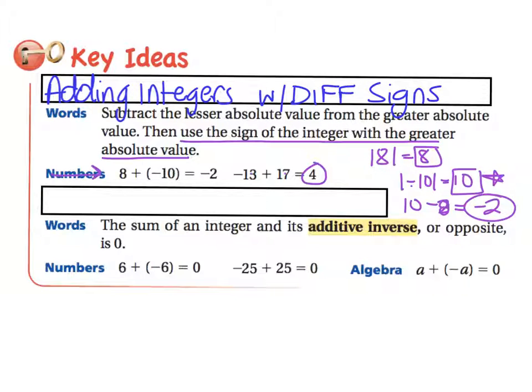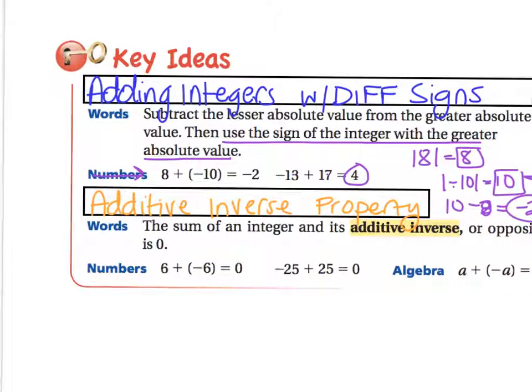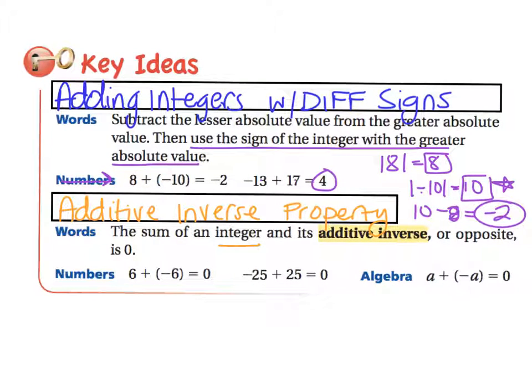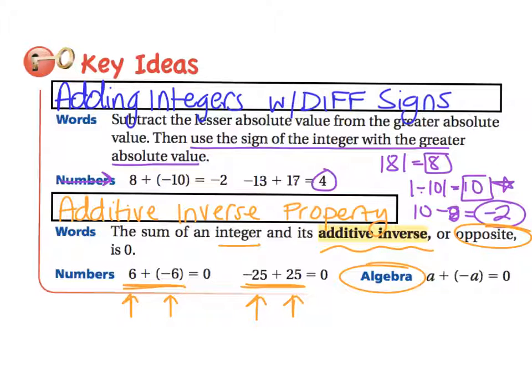We also have a second thing to think about today, and it's called the additive inverse property. What this property says is if you take the sum of an integer and its additive inverse, or its opposite, it should equal 0. And we talked about this yesterday actually. 6 plus negative 6, an integer plus its opposite, equals 0. Negative 25 plus 25, integer and its opposite, equals 0. And that holds true every time.